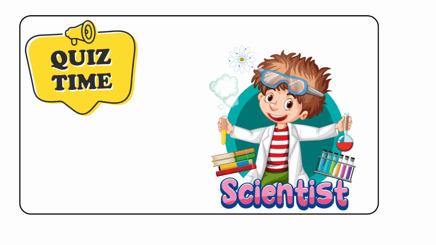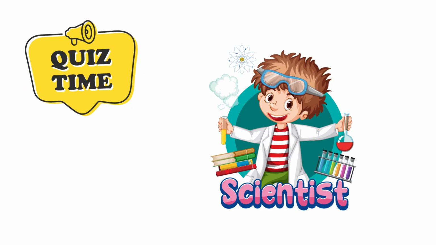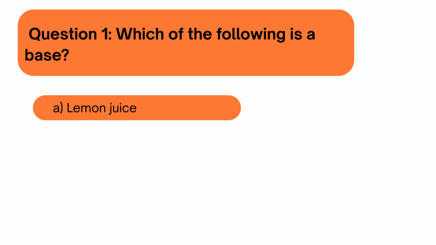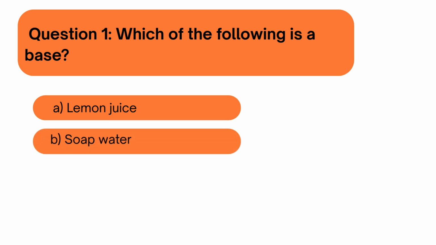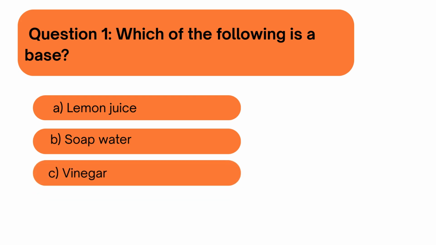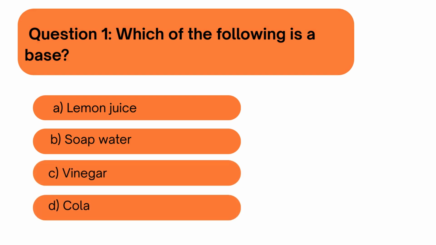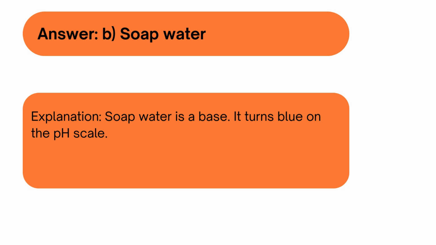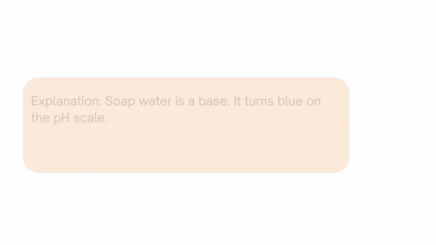Let's play a quick color detective quiz. Question 1. Which of the following is a base? A. Lemon juice. B. Soap water. C. Vinegar. D. Cola. The correct answer is B. Soap water. Soap water is a base. It turns blue on the pH scale.